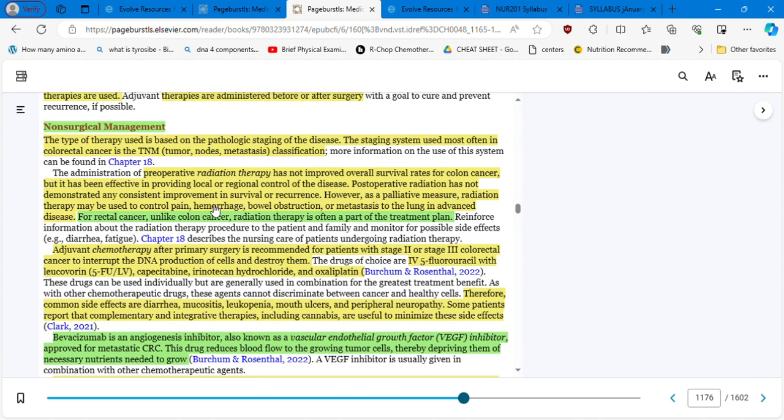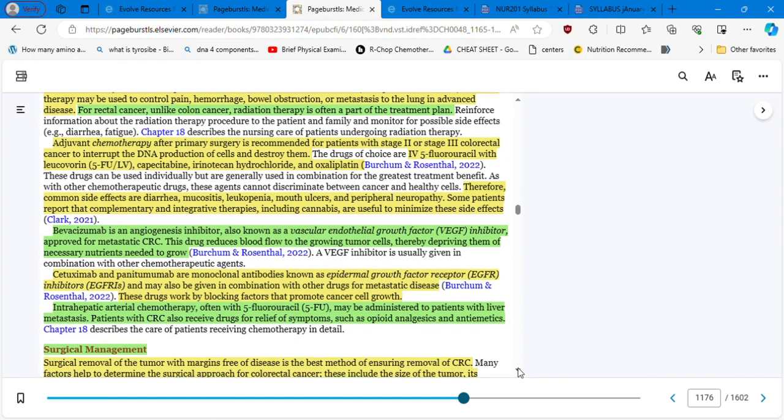Post-operative radiation has not demonstrated any consistent improvement in survival or recurrence. However, as a palliative measure, radiation therapy may be used to control pain, hemorrhage, bowel obstruction, or metastasis to the lung in advanced disease. For rectal cancer, unlike colon cancer, radiation therapy is often a part of the treatment plan for rectal cancer. Okay.